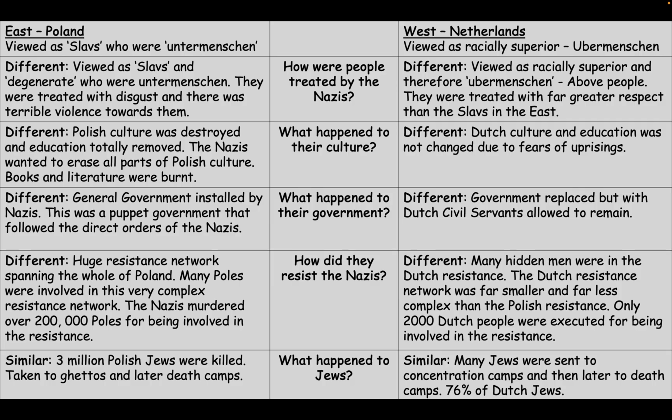What happened to their culture? Well, in the Netherlands, the Dutch culture and the Dutch education system was not changed. They feared that there would be an uprising, and they feared that Dutch people would rebel against them. And they didn't view Dutch culture anywhere near as negatively as they did Polish culture. So in the Netherlands, they actually leave Dutch culture unchanged. Polish culture and Polish education was totally removed and totally destroyed.